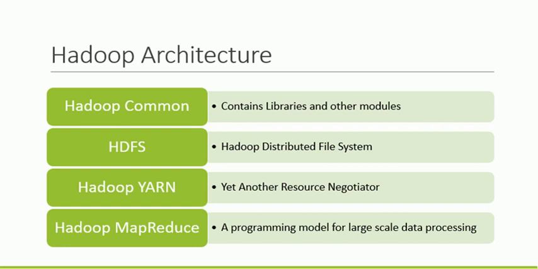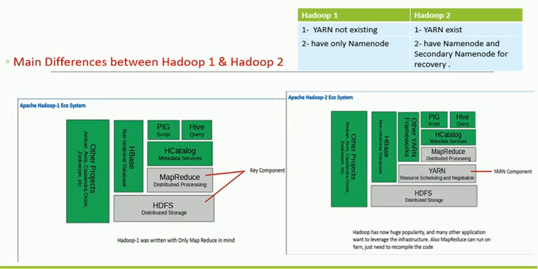So there are two differences at this moment. Since the start there was Hadoop 1, and then we have Hadoop 2. The previous architecture that you have seen has Yarn existing, so that is the architecture of Hadoop 2 at this moment. The difference is simple: Hadoop Yarn was not in Hadoop 1, which had only a name node. But in Hadoop 2 we have created Hadoop Yarn, and we have a name node and a secondary name node for the recovery.